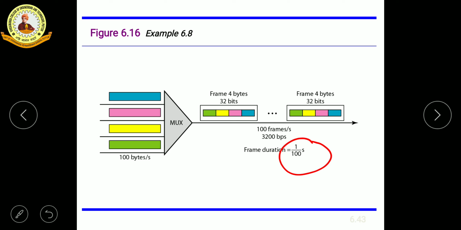So each frame carries how many? 32 bits. Such 100 frames will be there. So the answer is 3200. That is the bit rate, not the frame rate. So this is it. Example 6.8, we have answered all the questions, I think.